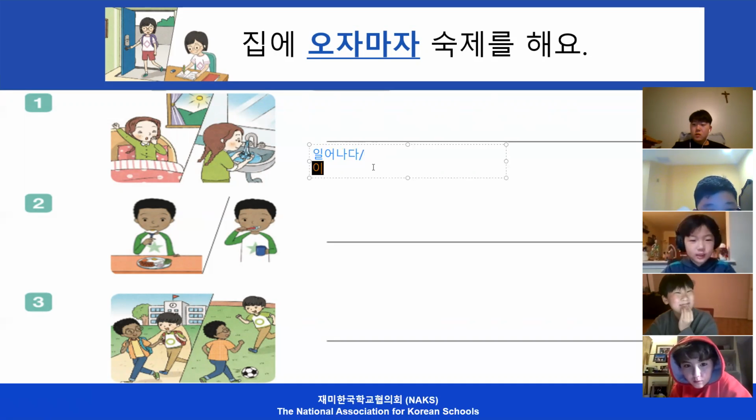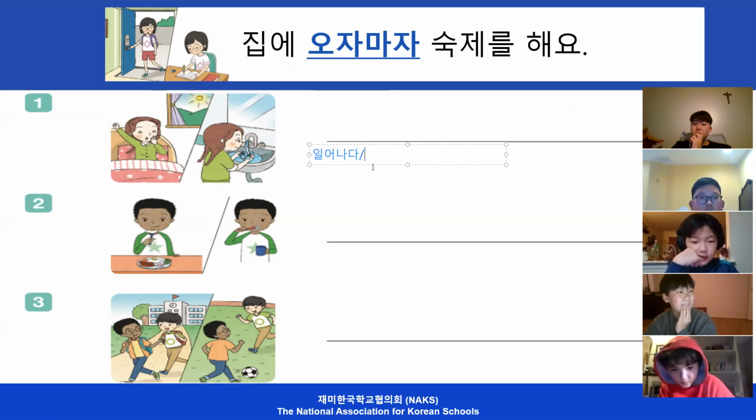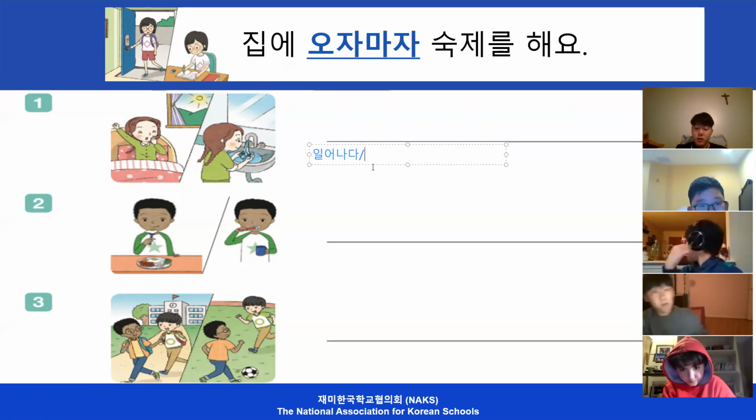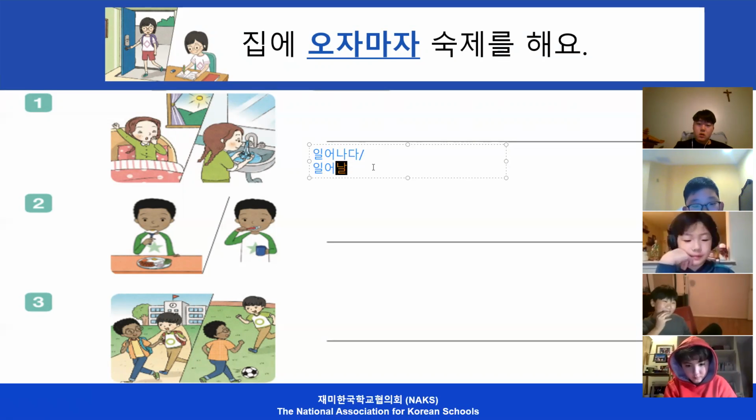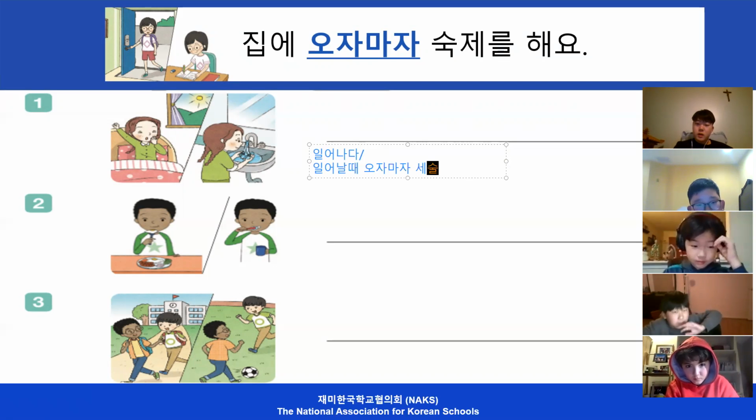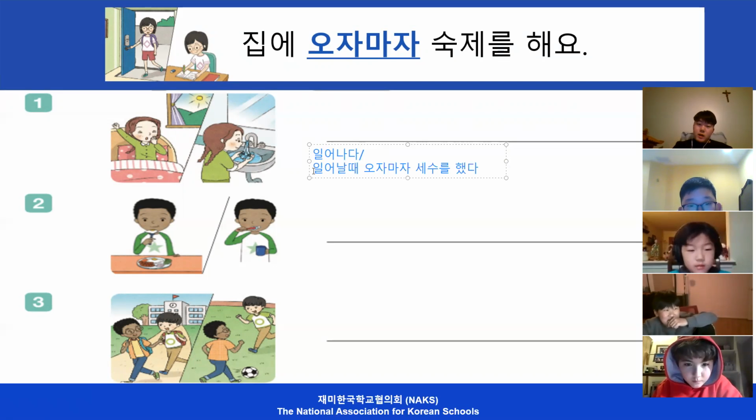I already said it. I said 오자마자. Okay, but what do you mean 오자마자? Because that means like when I woke up. 일어날 때 오자마자 세수했어요. Okay, the ending part is correct, but this is what you said: 일어날 때 오자마자 세수를 했다. So it's saying when I woke up, as soon as I came, I washed my face.